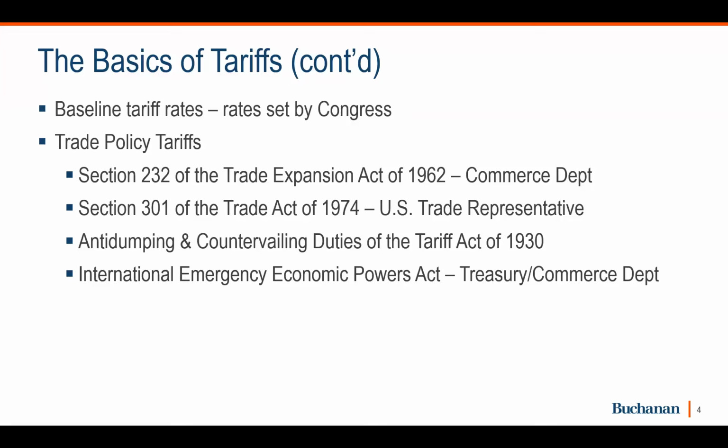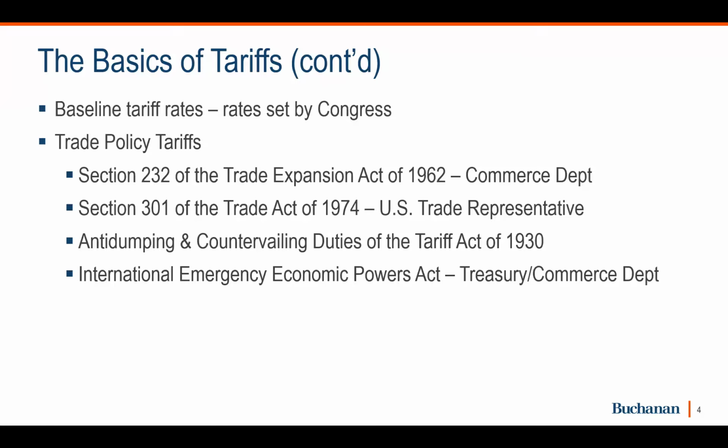Those tariffs started in 2018, but they were updated again last year by President Biden. And then finally, that brings us to the main focus of today's presentation, which is the Section 232. These are national security investigations done by the Bureau of Industry and Security at the Department of Commerce. And right now, they're what's being used the most by the Trump administration.